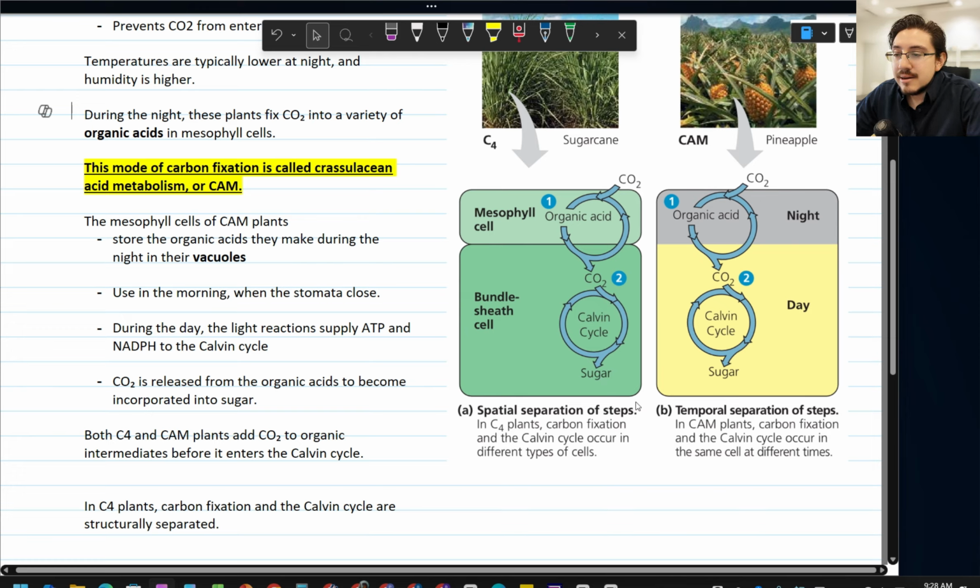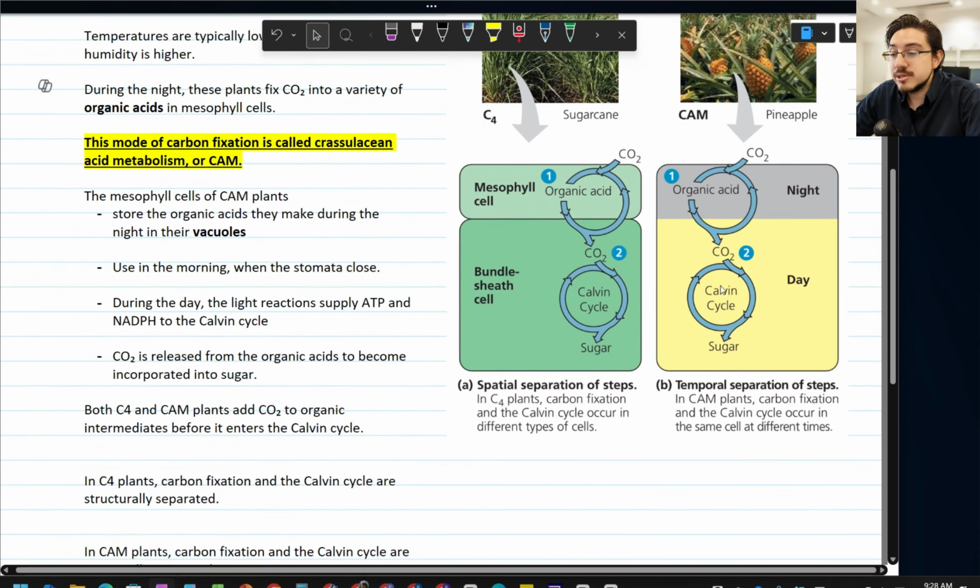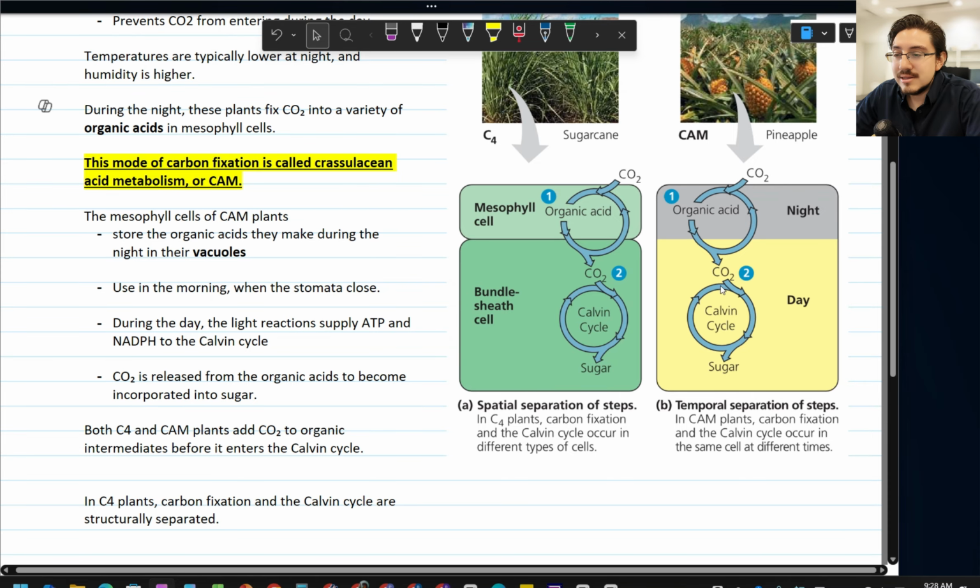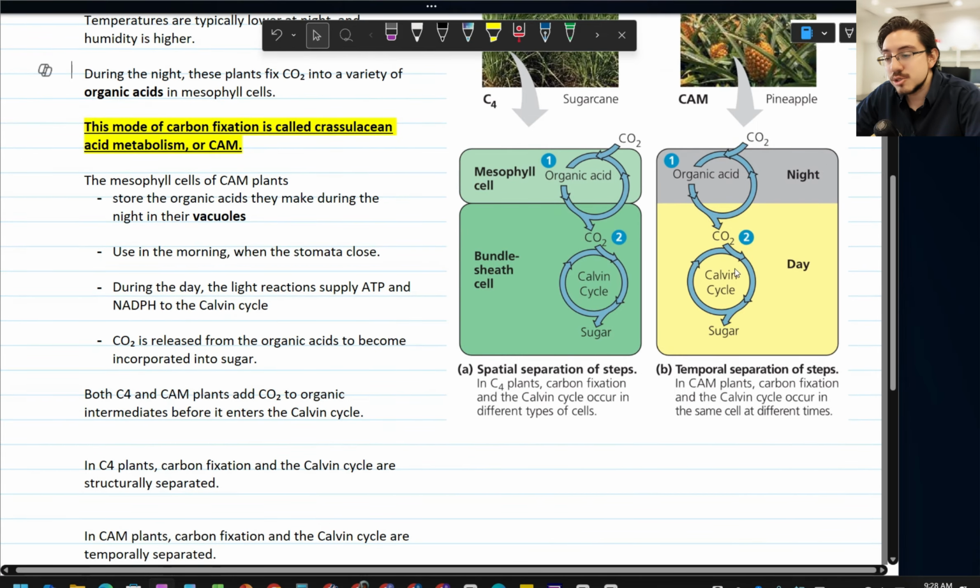In these CAM plants, what differs in this particular case is day and night cycling. Okay, during the nighttime, they'll harness the carbon dioxide into these organic acids. And then during the daytime, they would release this carbon dioxide into the Calvin cycle to produce the sugars. Okay, to produce the sugars.